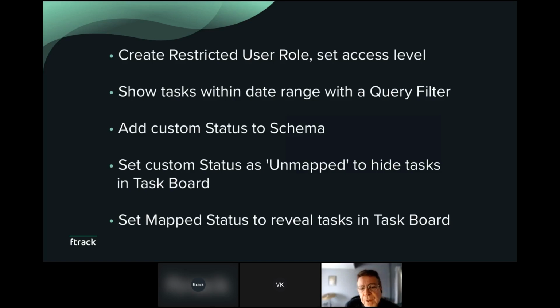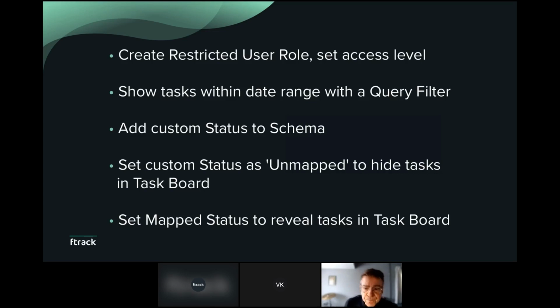We're then going to restrict our view of our task to a date range, so that only a certain date range is visible. We're then going to add a custom status to those, and we're going to set them as unmapped in the task board, so that they're effectively hidden from the restricted user. And then we're going to choose our custom status to display them on a need-to-know basis when we want the restricted user to see them.